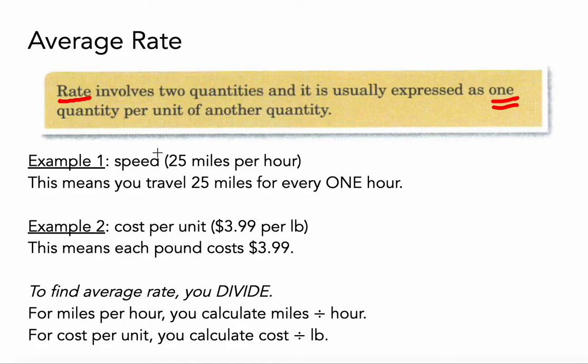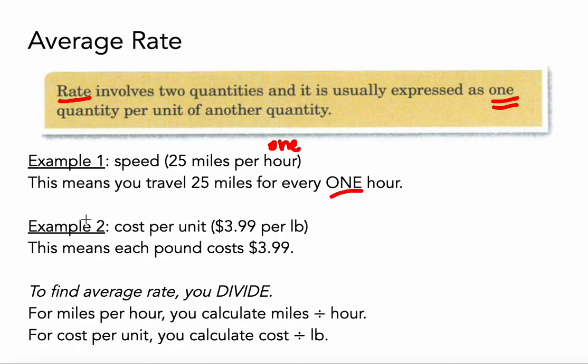So, speed, for instance, like 25 miles per hour. You've probably heard that before, right? Miles per hour. It doesn't say miles per 1 hour, but that's basically what it is. We just don't say miles per 1 hour. But when someone says 25 miles per hour, it means that you travel 25 miles for every 1 hour that passes. That's the average distance that you're traveling for every 1 hour. So again, rate is just like a special ratio, except it's going to be expressed as one quantity per unit.